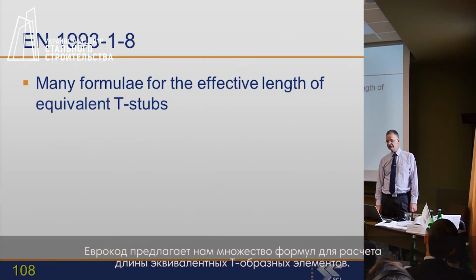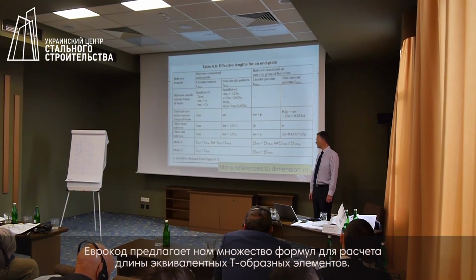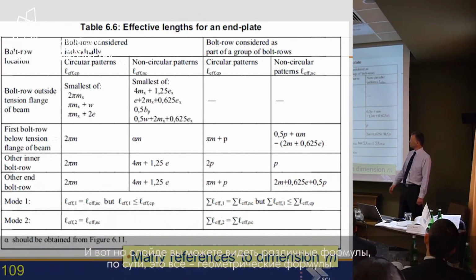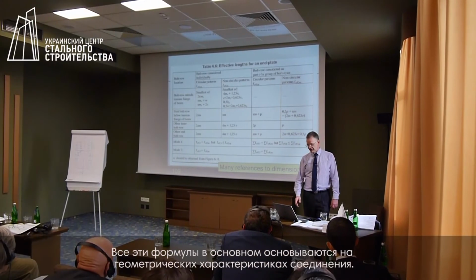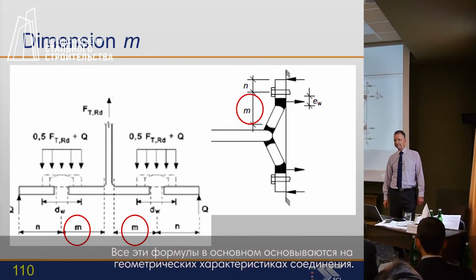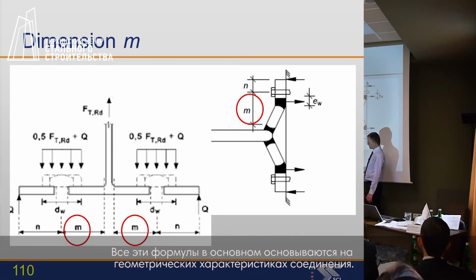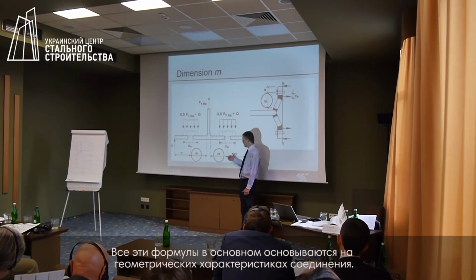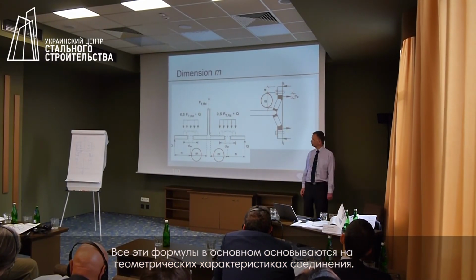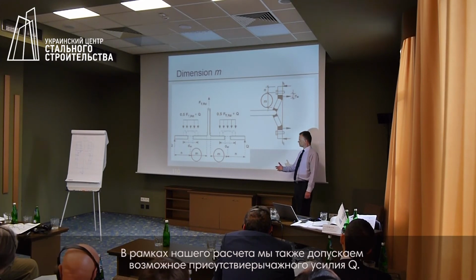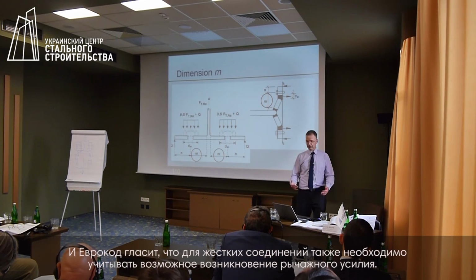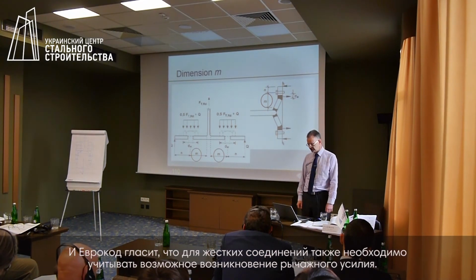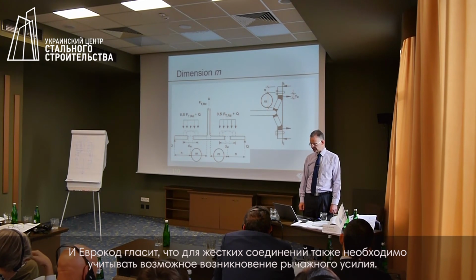So the Eurocode then gives us many formulae to calculate the length of equivalent T-stub. So here is a selection of formulae. They are generally geometric, so they concern themselves with the geometry of the connection. Within the process, you are allowing for this prying force Q. And the Eurocode says, for moment connections, the process allows for the prying force.